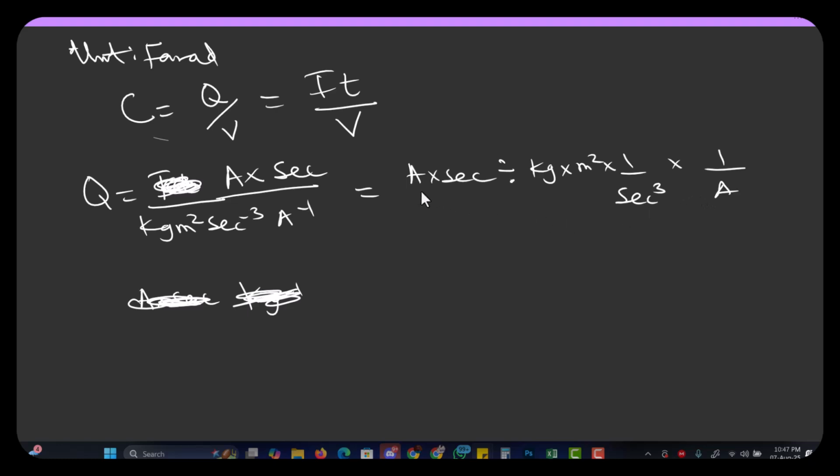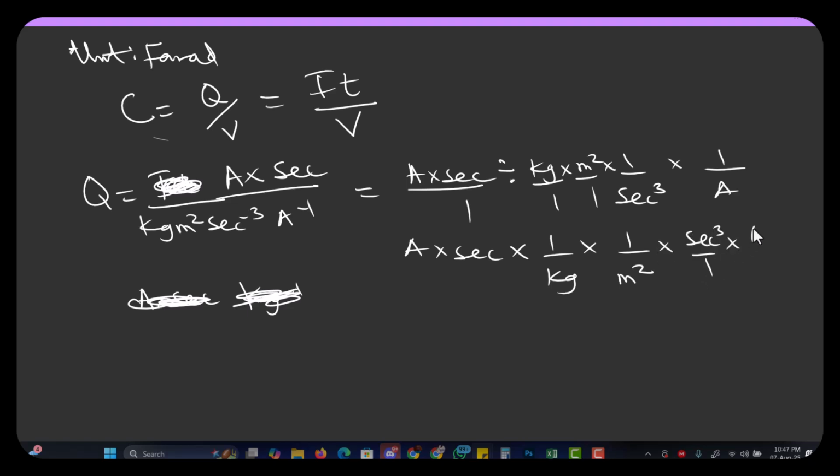So this is over 1 over 1. So what am I going to have? I will just say ampere times second, and this divide is going to be times 1 over kilogram, times 1 over meter squared, because this is 1, this is 1. So I'm inverting all of them. After the divisions, I'll be inverting everything that I have here. So I'll say times second cube over 1 times ampere over 1. So that is what I'm going to have.